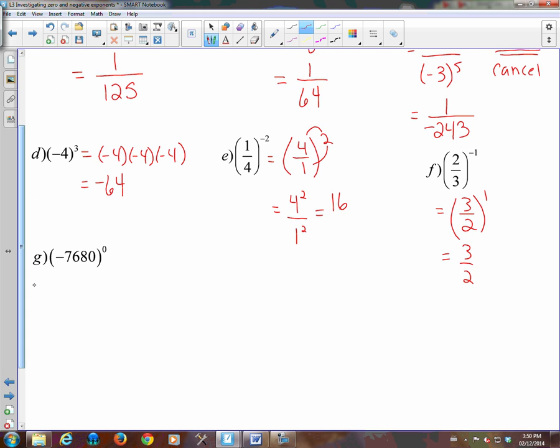And then last but not least, our little zero exponent. Anything to the zero exponent always equals 1, no matter what. All right, so that gives you a look at zero and negative exponents. You need to try some on your own.